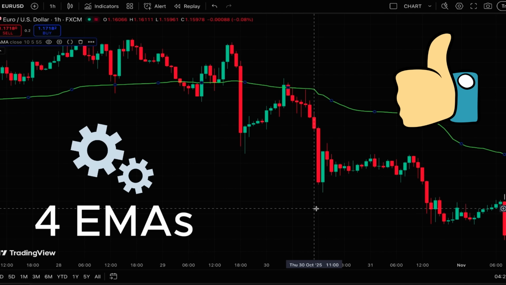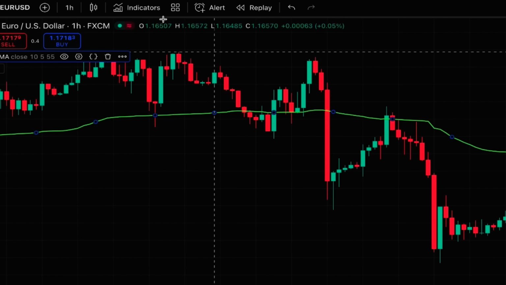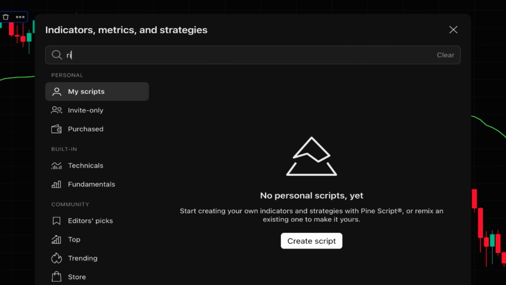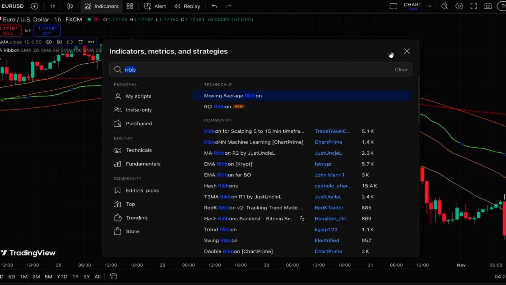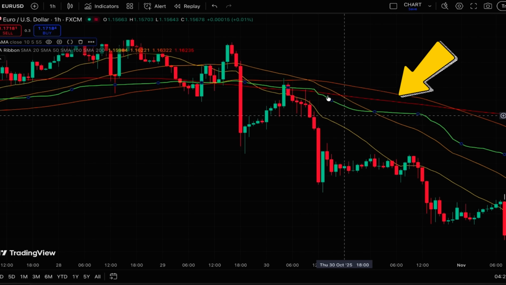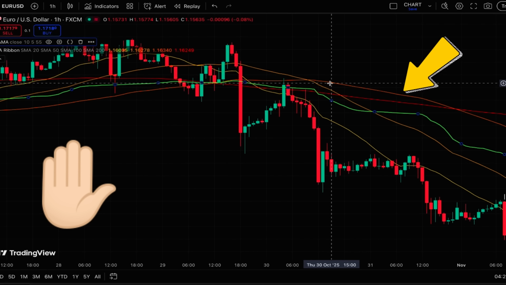But don't worry if you are using free version of TradingView, because we can have 4 moving averages in one indicator, and for this purpose here we just click on indicators and we search ribbon, this one, moving average ribbon, which is a built-in indicator on TradingView platform. When you add this indicator, 4 moving averages are added to the chart, but we need to change their settings.